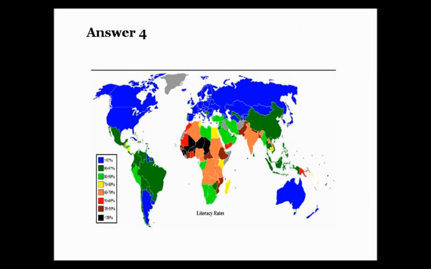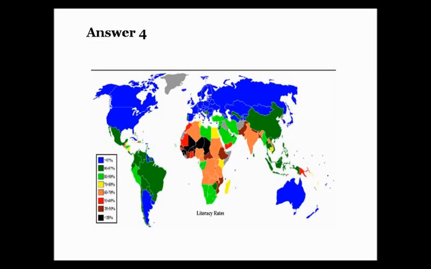This map gives information about the literacy rate all over the world. To begin with, we can see that there are several sections in this map, including about 97%, 90 to 97%, 80 to 90%, 70 to 80%, and 50 to 70%, and also 35 to 50%, and also under 35%.